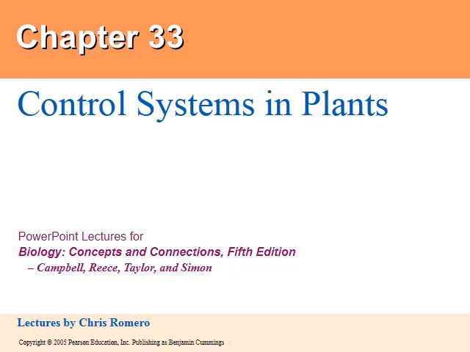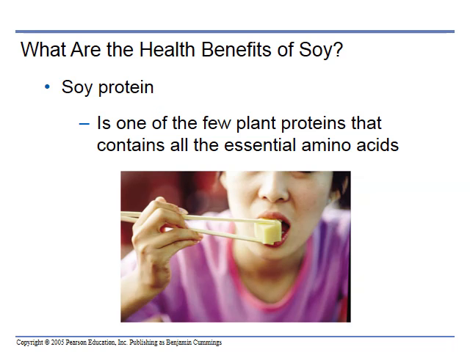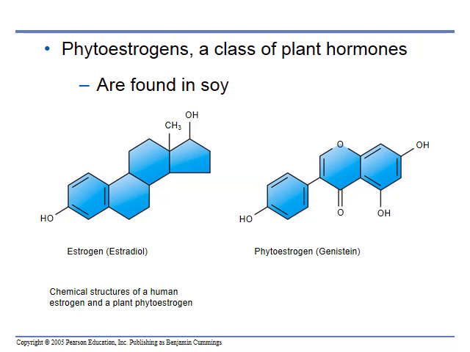So chapter 33 talks about control systems in plants. And when we look at control systems, one thing we're going to look at is hormones. In a soy plant, there are actually hormones that act similar to hormones in humans. There's something called a phytoestrogen, a class of plant hormones that acts on the estrogen receptors in humans. And so you can look at the health benefits of this if you're looking at women in menopause.